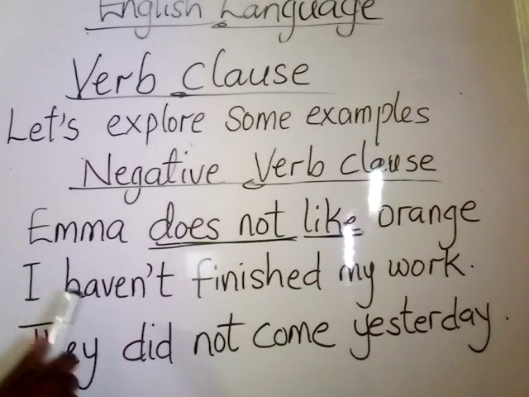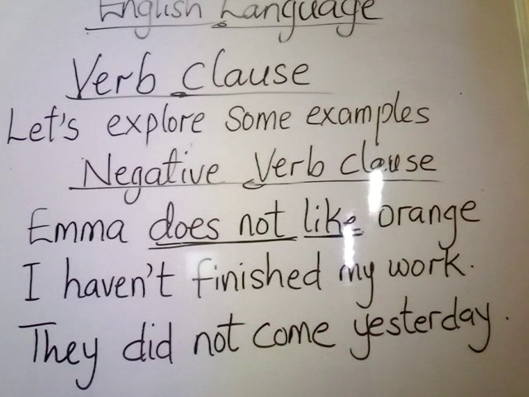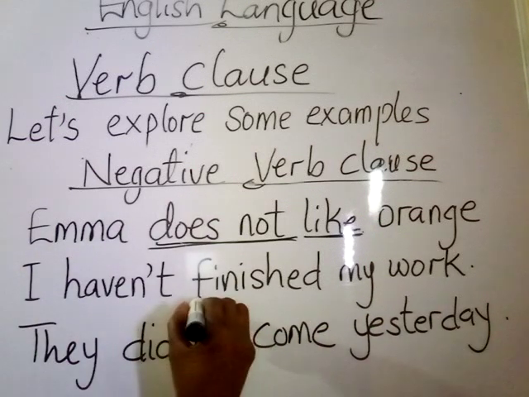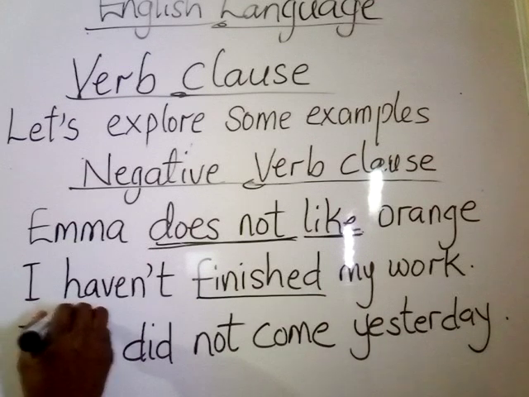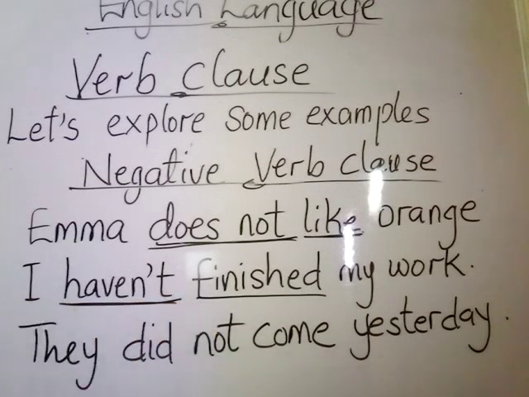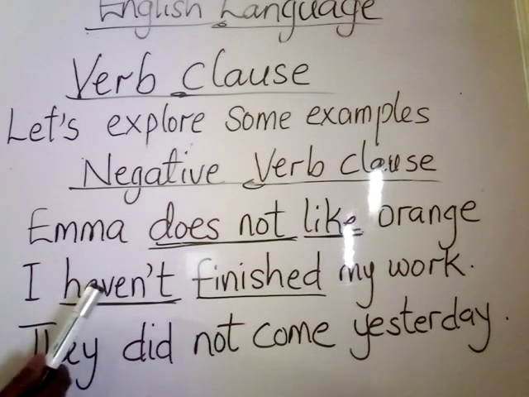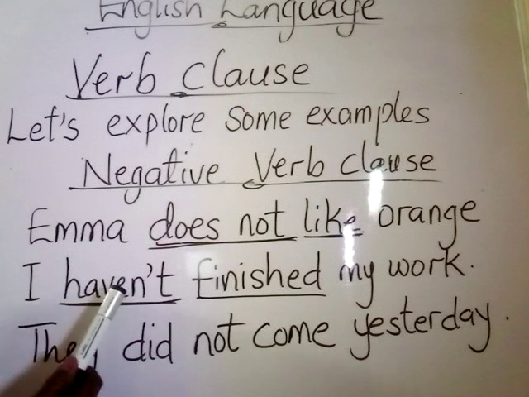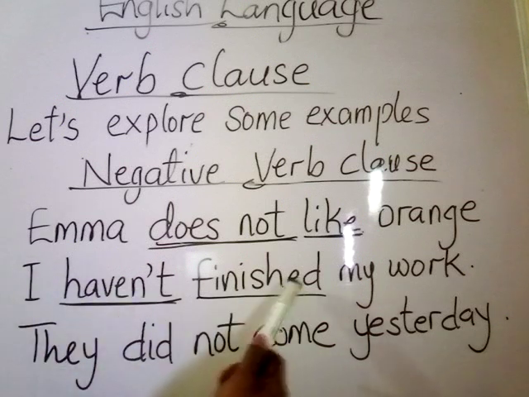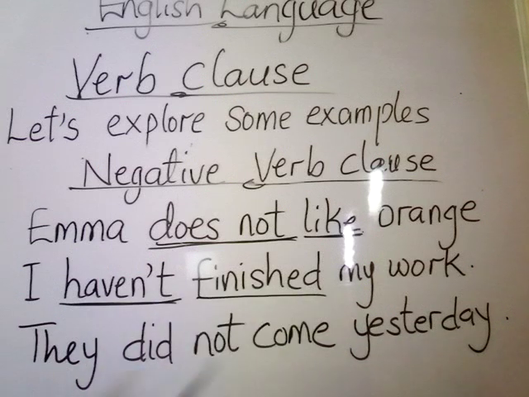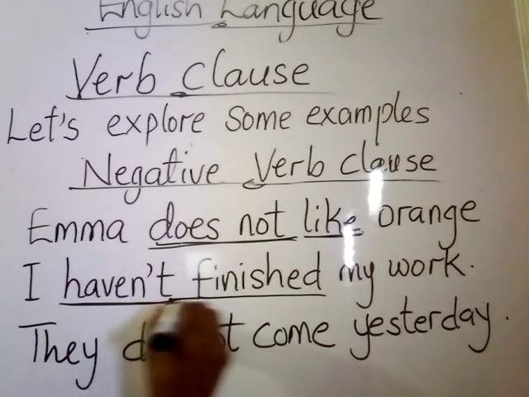The second example says, I haven't finished my work. Now, finished is the main verb, and haven't, which is a contracted form of have not, is the auxiliary or helping verb. So I haven't finished my work here. Haven't finished forms the verb clause.